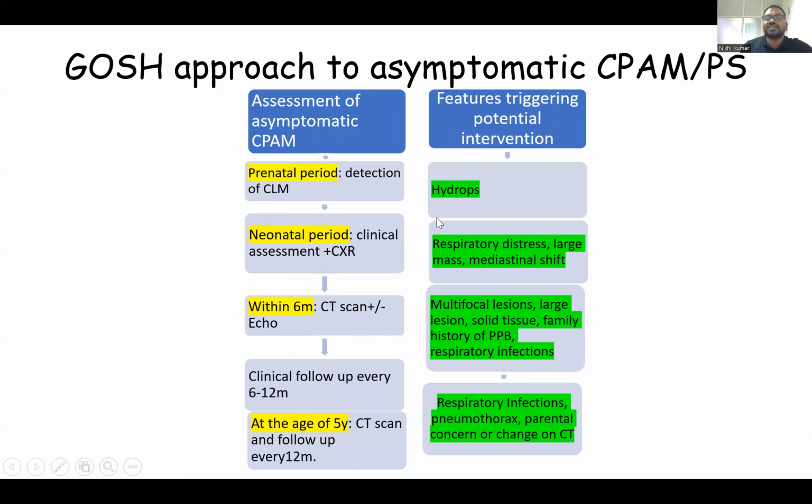But if the baby has developed respiratory distress, or a large mass leading to mediastinal shift, and it is not corrected by the conservative management, then we have to go for the surgical correction.